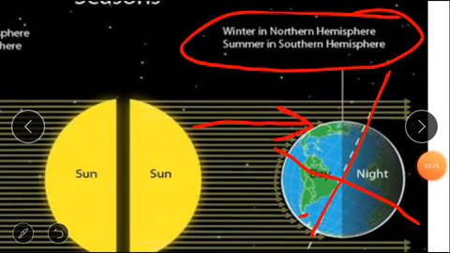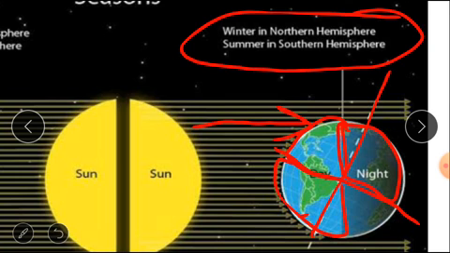As I said, there is winter in the northern hemisphere, which is the upper part. You can see that the night portion is more and the day portion is less, which makes it happen that during the winters days are of shorter duration. The days are of shorter duration and the nights are of longer duration. Similarly, there is summer in the southern hemisphere, so the day portion is more and the night portion is less. So days are longer during summers and nights are shorter.